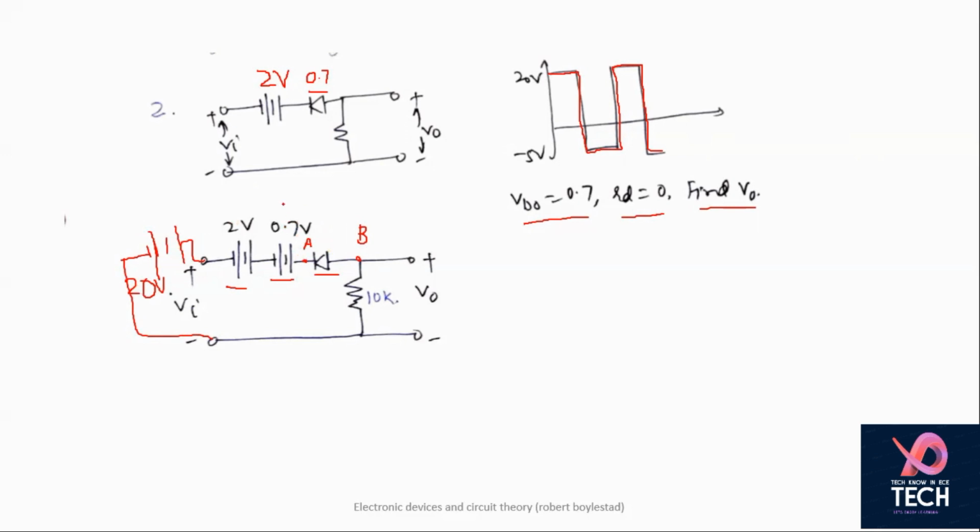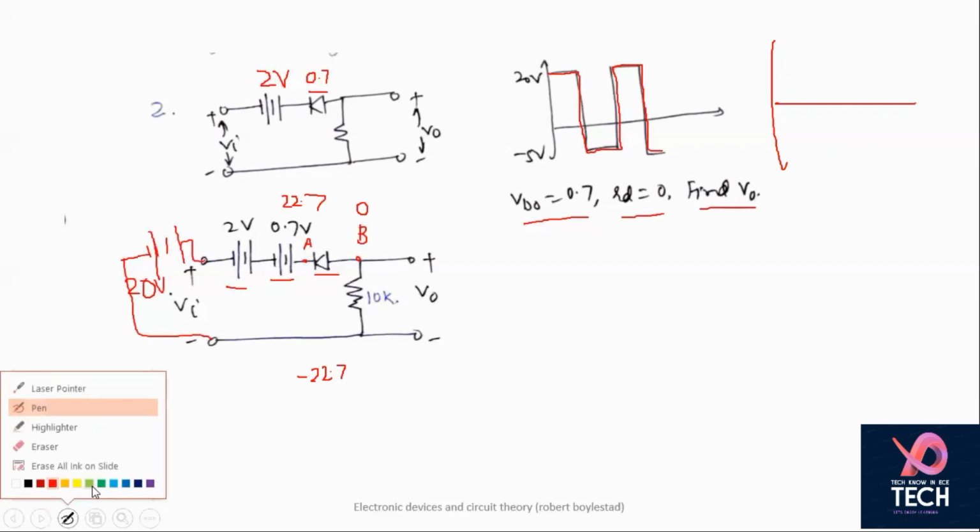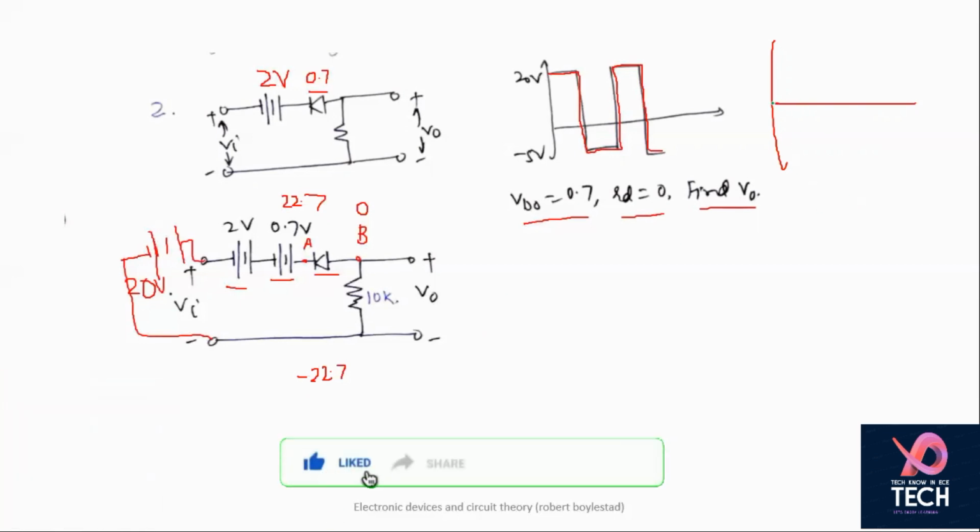At point A, your voltage is 22.7. At point B, your voltage is 0. So the effective voltage at this particular point B is minus 22.7. That means this diode is reverse biased, so it will not conduct. Correspondingly, for this particular input, you are not supposed to get any sort of output because the diode is reverse biased. So here you can see you are getting output like this for this particular moment.